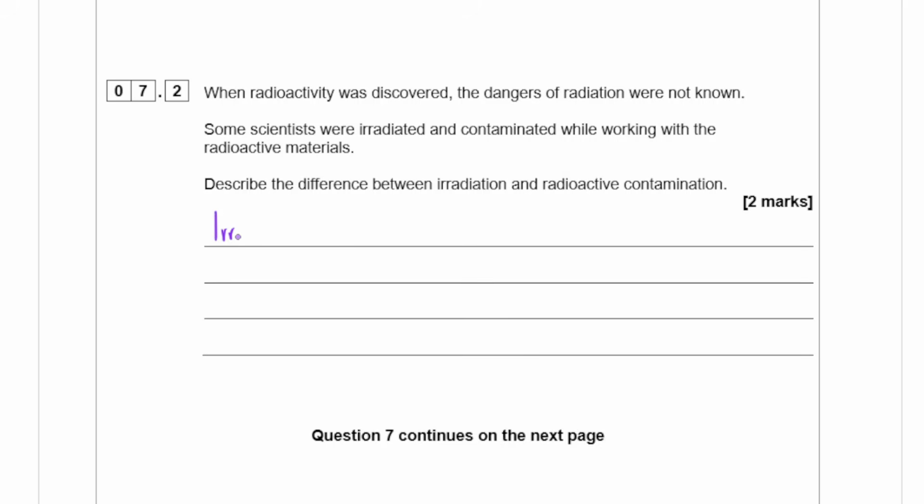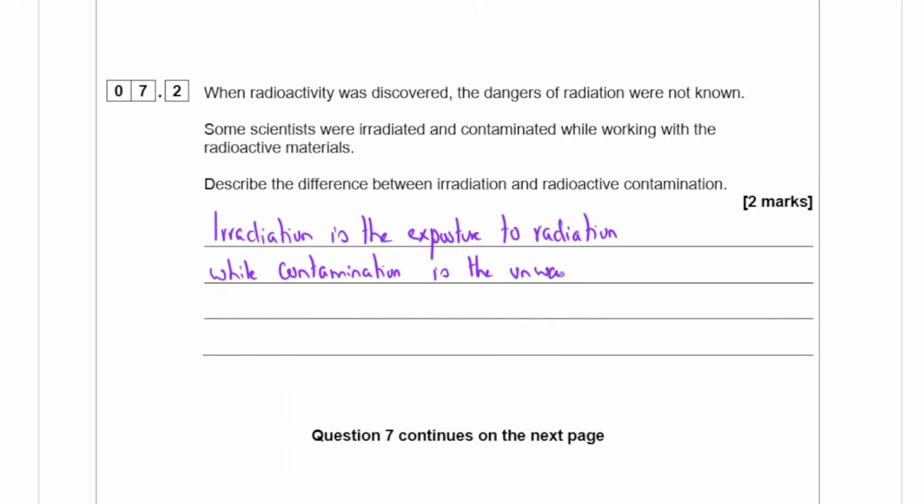Irradiation is the exposure to radiation, while contamination is the unwanted presence of the radioactive material on or inside a person.